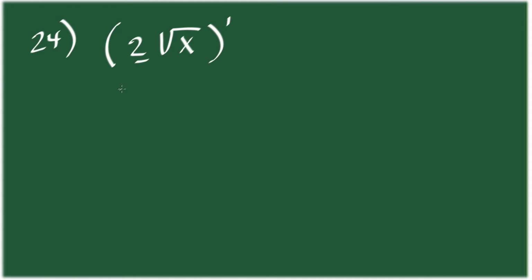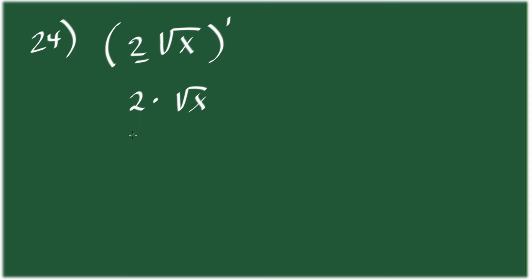Let's see it again. Let's say number 24. Let's say you have to differentiate 2 square root of x. Let's say there's a coefficient here. You can express this as 2 times square root of x, 2 being a constant.